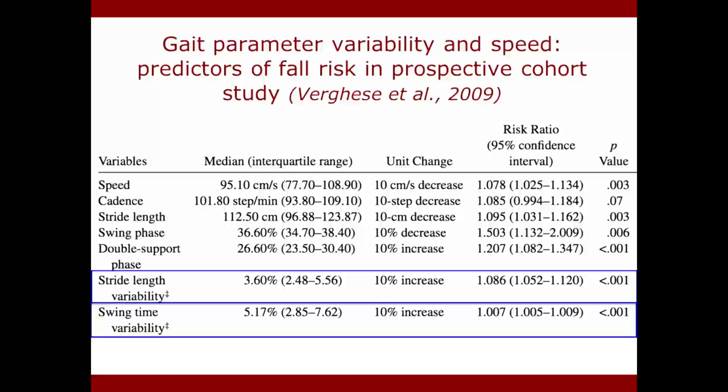Variability increases. Moreover, in a very powerful prospective cohort study by Verghese and Owen in 2009, they showed that variability, in this case of stride length and stride time, or swing time, is predictive of falls in older individuals. So it's a powerful message that variability is quote-unquote bad or detrimental, associated with aging, and in this case predictive of falls as well.